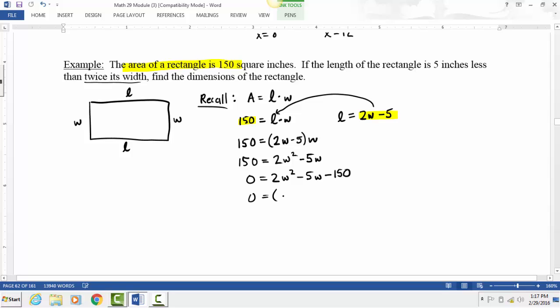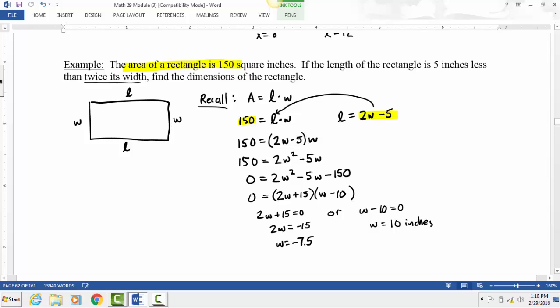And this is factorable. It's a little bit harder to factor, but with a little work, I'm sure you could get it. It's 2W plus 15, and then W minus 10. This first factor is going to give us a negative answer, so we don't really care about that one, because when we move that over, that makes 2W equals negative 15, or a width of negative 7.5. That's not a reasonable answer. But the other one, the W minus 10 equals 0, that tells us that the width is what? The width is 10 inches.